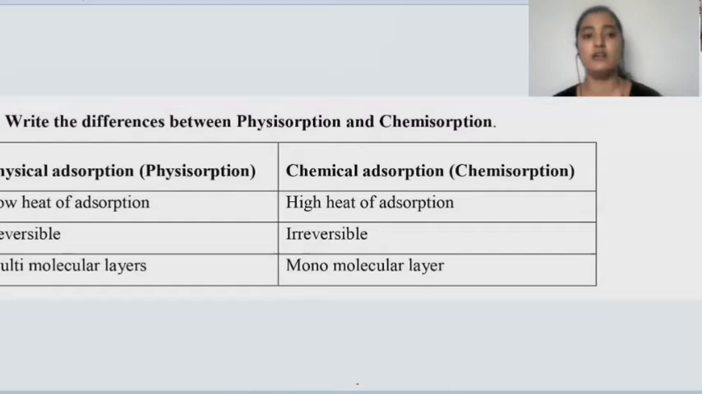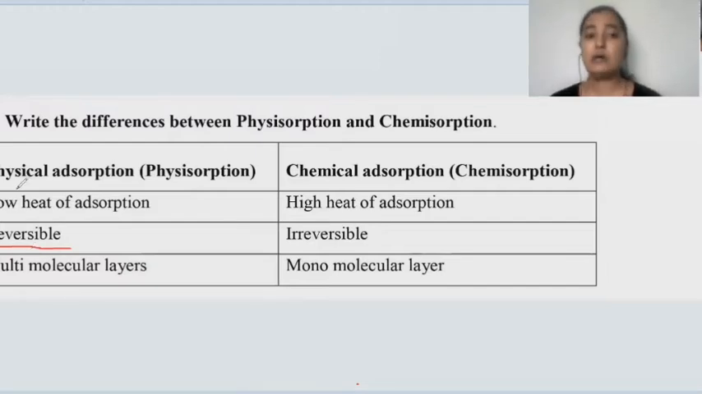Weak van der Waals force operates here. And when you think of physical adsorption, it is reversible in nature. Once they get adsorbed on the surface of the adsorbent, they can easily be removed back. We can remove the adsorbate and get the adsorbate state back, and the adsorbent as such. That is what is regarded as reversible in nature.